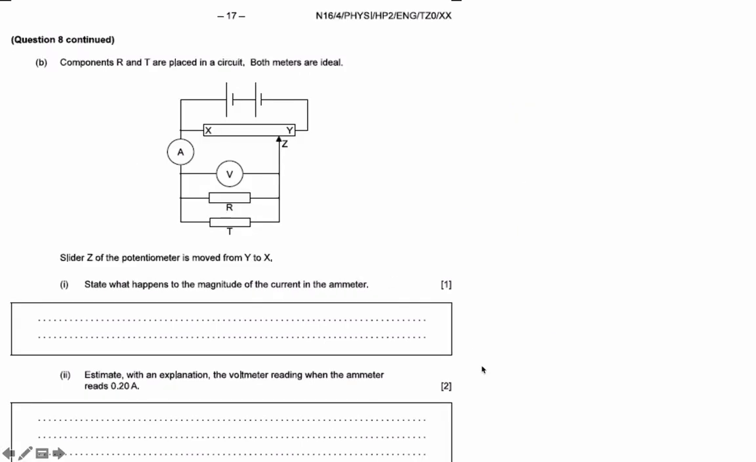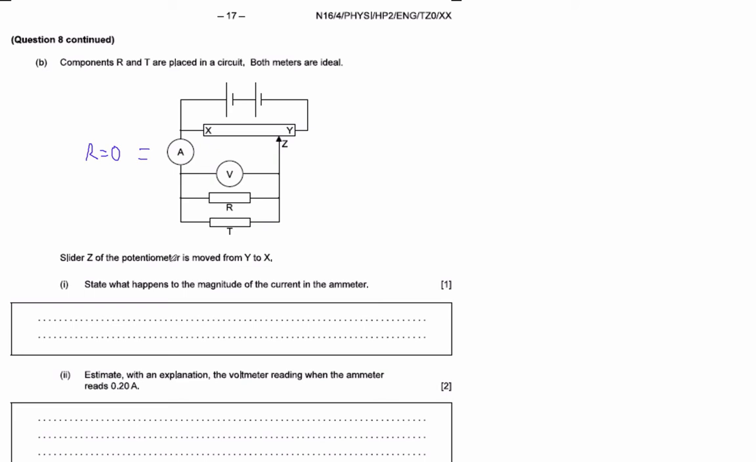All right, let's look at the next one here. The components R and T are placed in a circuit with a cell. Both meters are ideal. Ideal means that the ammeter has 0 resistance and the voltmeter has an infinite resistance. That is, no current flows through the voltmeter. Now keep in mind that this ammeter is going to read the current flowing through both of those.